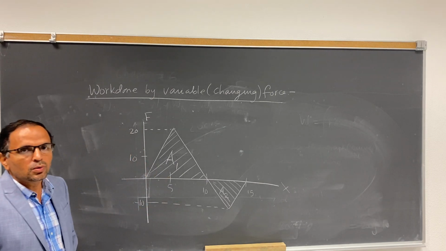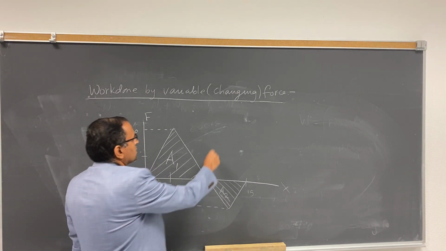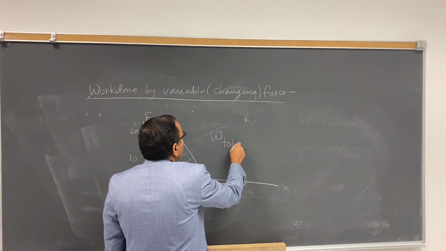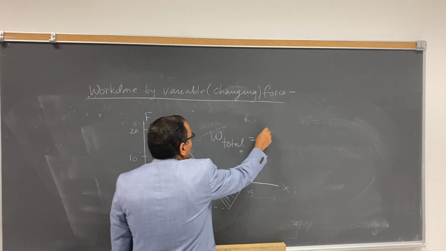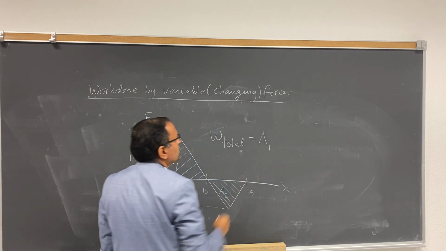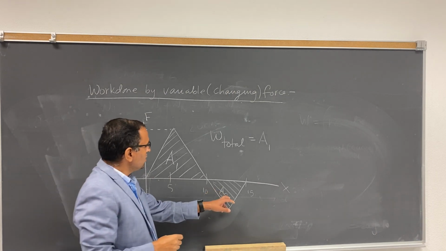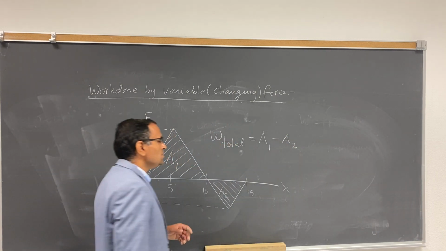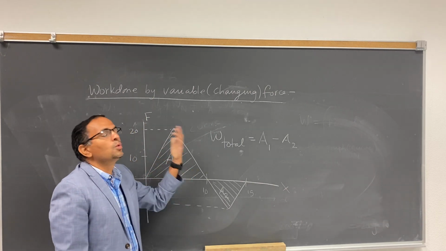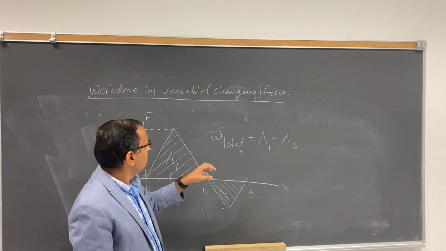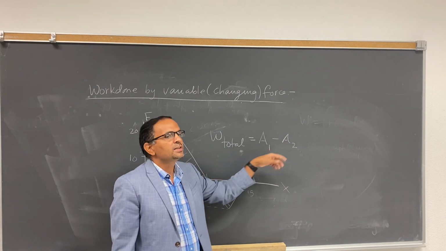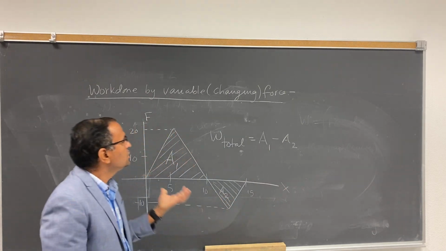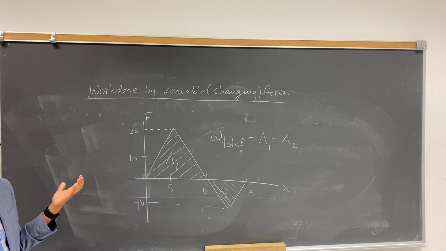How do you get the total work done here then? Your total work done, W total, is equal to A1. It is above the x-axis, so simply you can write positive, and whatever number you get here, it is below the x-axis, so negative A2 then. So if you get 10 from here, or whatever I put, and 5 from there, so 10 minus 5 is 5 joules. That is how you have to calculate the work done.